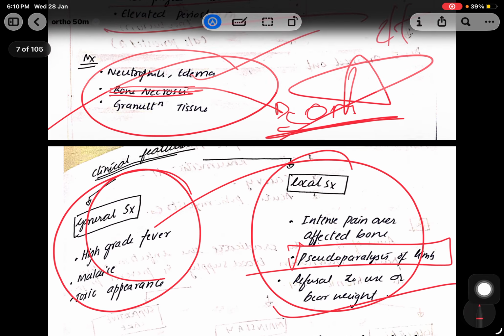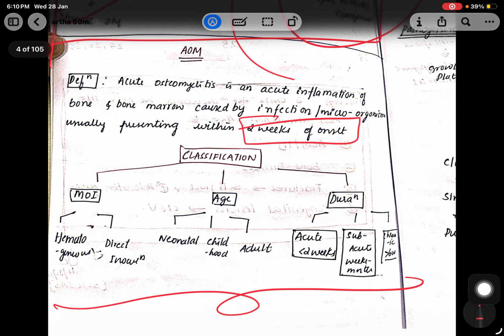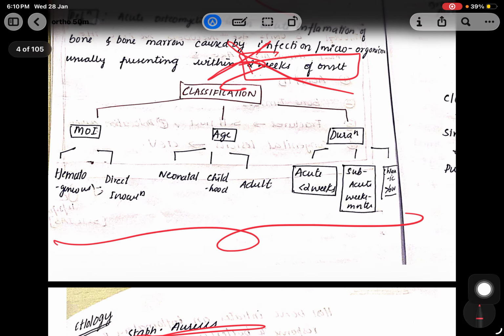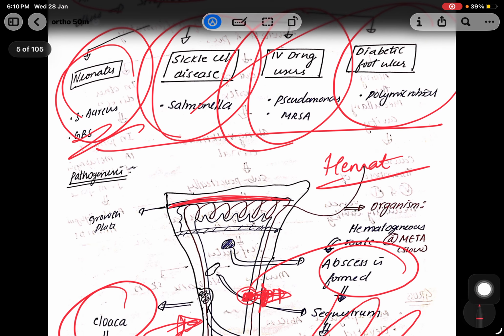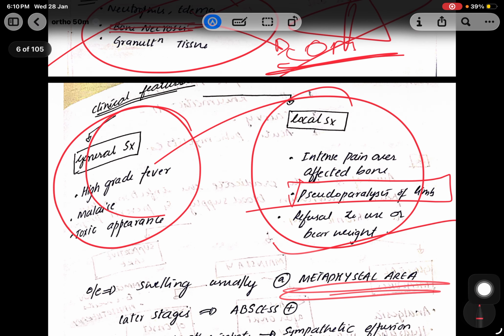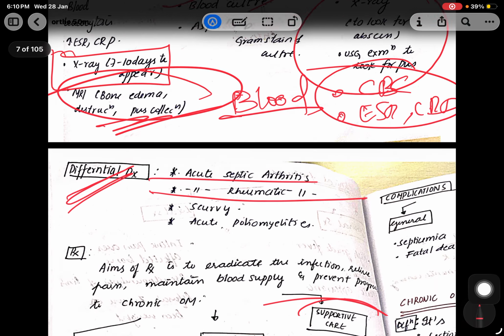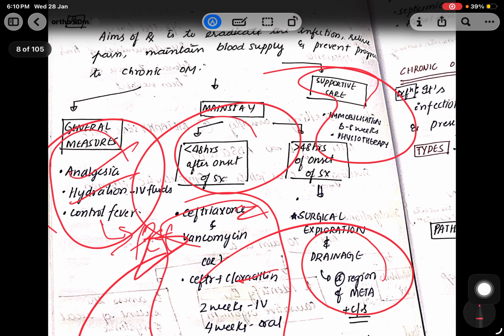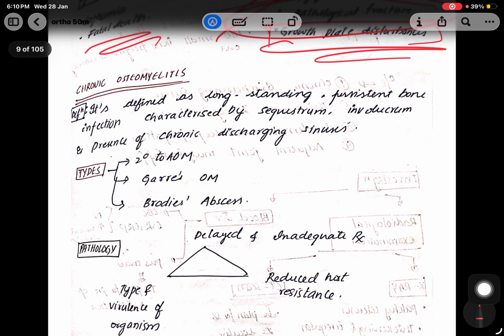So what did we revise in this part? First thing is knowing the definition, less than 2 weeks of onset. Then the classification part. Then the etiology, majorly focusing on Staph aureus, and also the other etiologies in different subsets, pathogenesis, and we understood the natural history of the disease. Then we talked about the clinical feature. Then also the investigations with aims, treatment with aims, and I explained why ceftriaxone and vancomycin are given. Then for chronic osteomyelitis, it's the same thing.